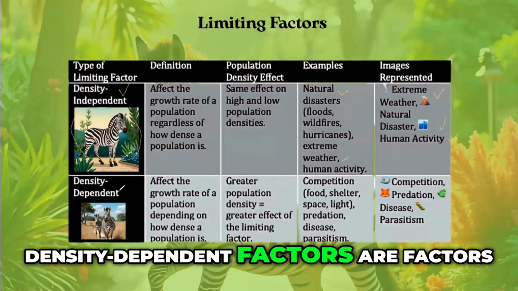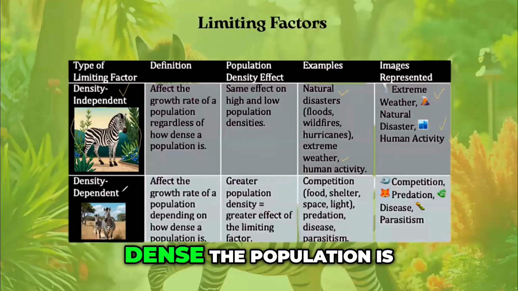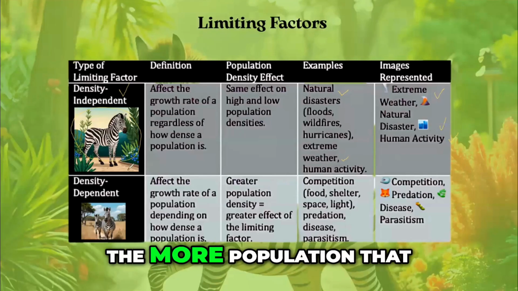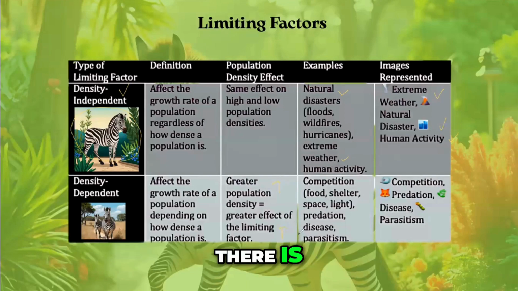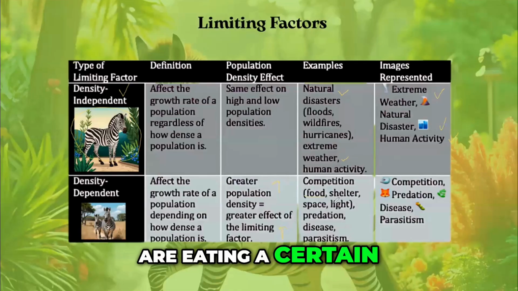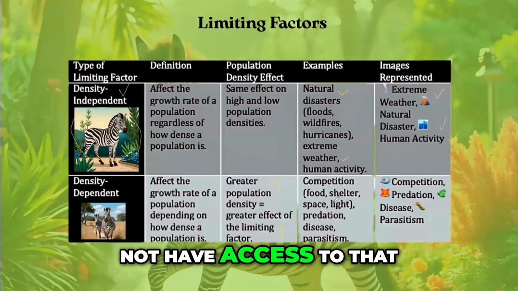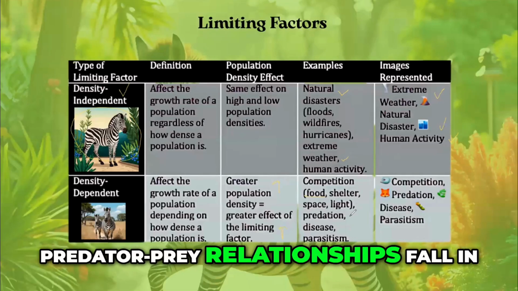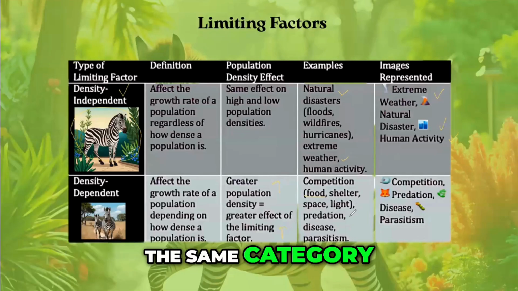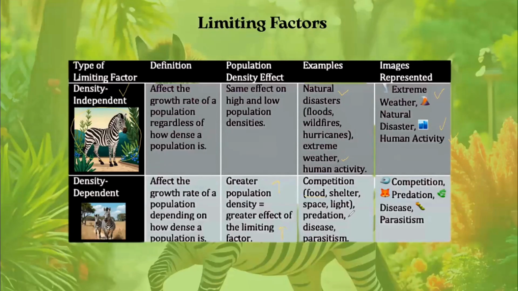Density dependent factors are factors that affect the growth rate depending on how dense the population is. So basically, the more population that we have, the more limiting factor there is. So things like food. So if other animals are eating a certain type of food that the zebra needs, guess what? Then the zebra will not have access to that. And therefore, that's competition. Predator-prey relationships fall in the same category. Disease, these are all density dependent factors.